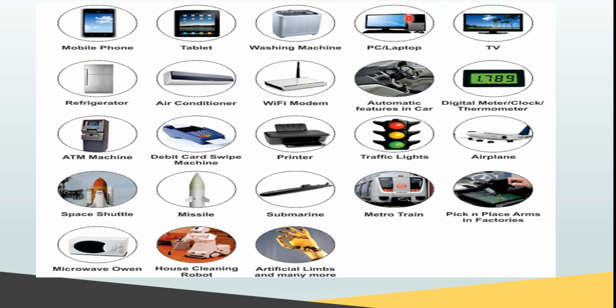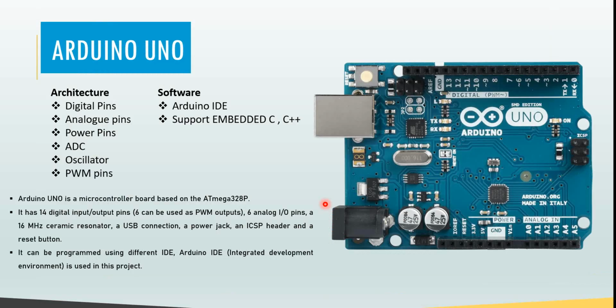Mobile phones and PCs we can't really call embedded systems, but sometimes we can. A washing machine only washes clothes. An air conditioner only cools the climate. Wi-Fi only provides internet access. Digital clocks only display the time. Traffic lights are only used for signalling. Anything that is used for a specific purpose is called an embedded system.